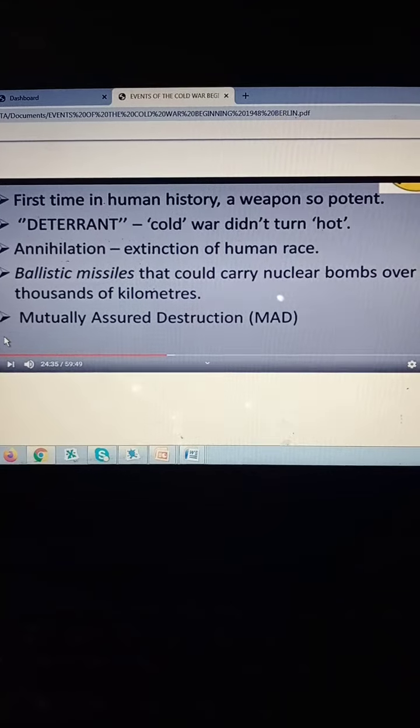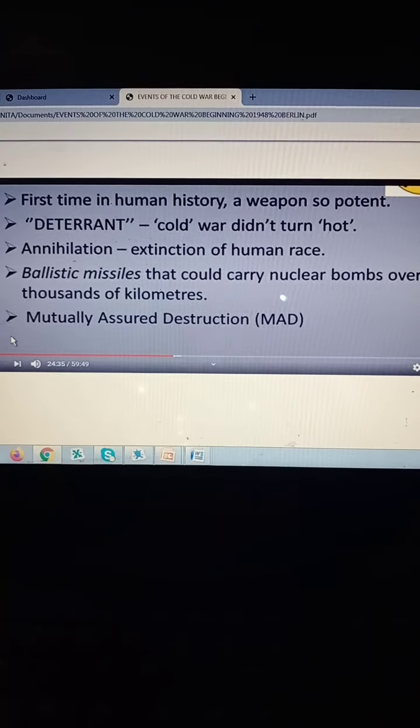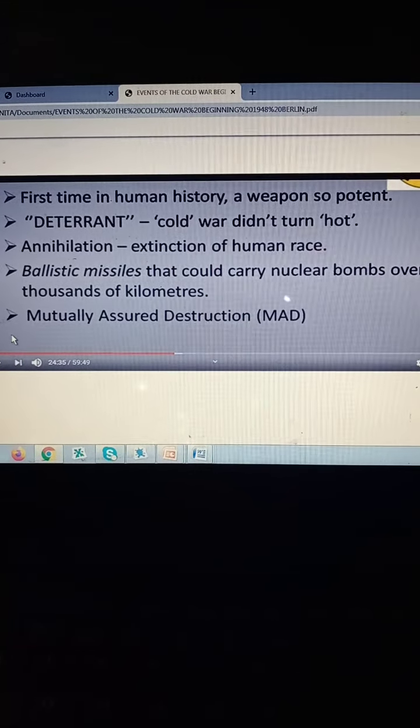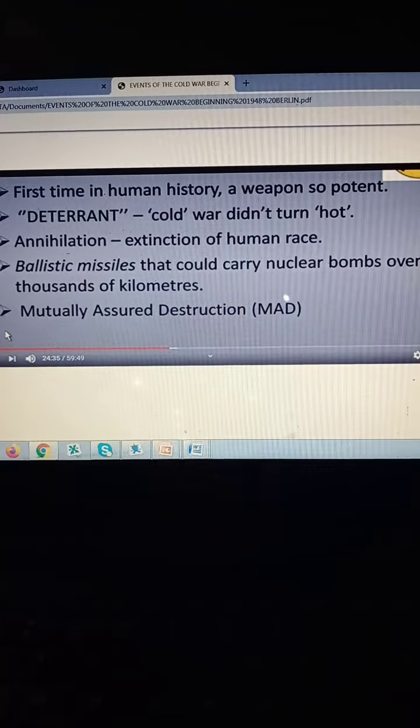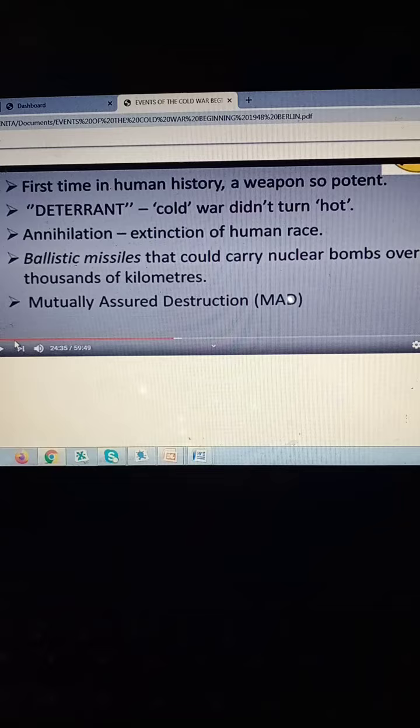But now both parties have nuclear weapons, and that acted as a deterrent. It stopped because the USA knew that the USSR also had nuclear weapons. So this Cold War did not turn hot, and that means there was no open hostility, no annihilation or extinction of the human race, because if that had happened, both sets of nuclear weapons could have made the human race extinct, as I already said.